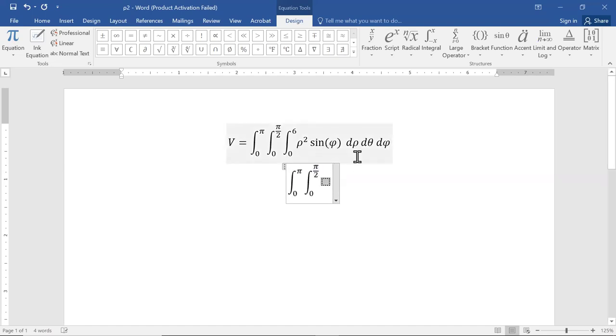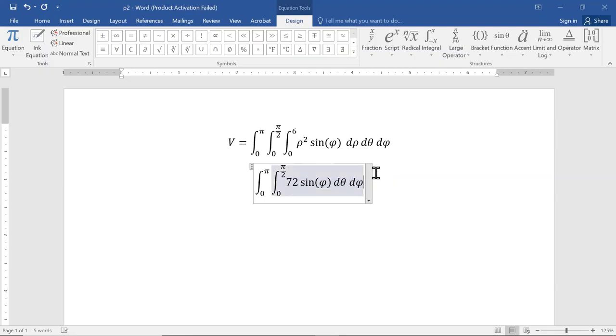Since I'm integrating this first integration with respect to rho, this is the integration from 0 to 6 of rho squared times a constant with respect to rho. Integrating 0 to 6 rho squared with respect to rho gives me a 72. So I end up with 72 times sine of phi. I'm going to now integrate that with respect to theta, and then at the end, integrate that with respect to phi once again.